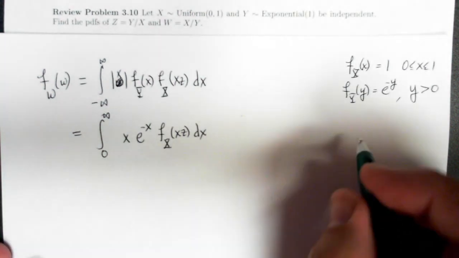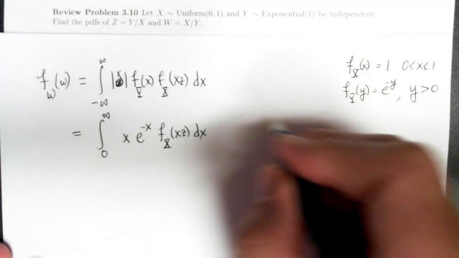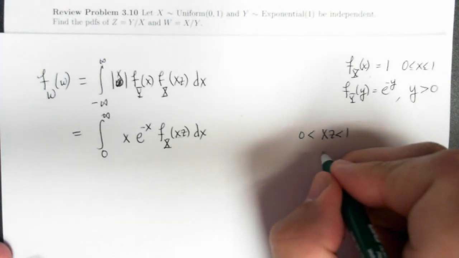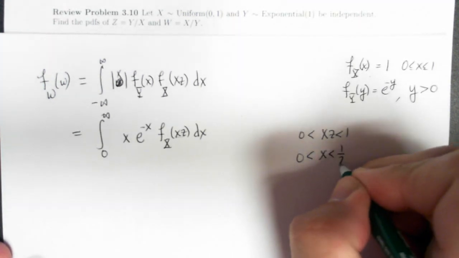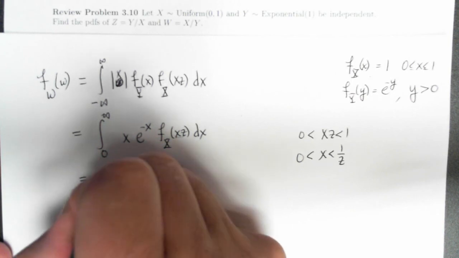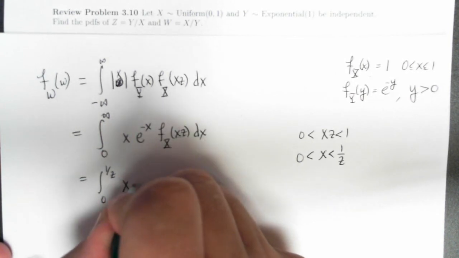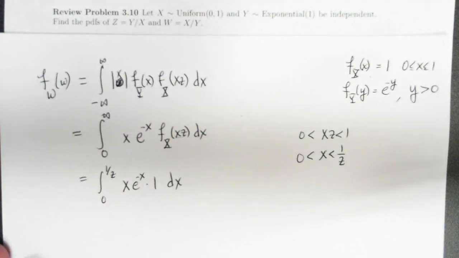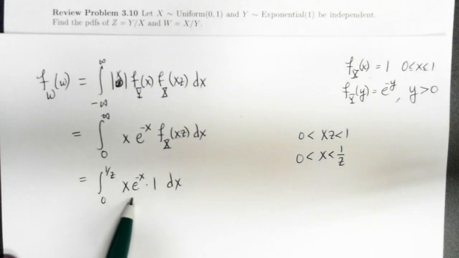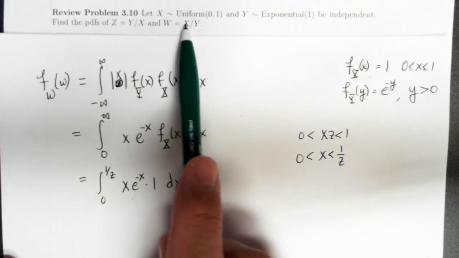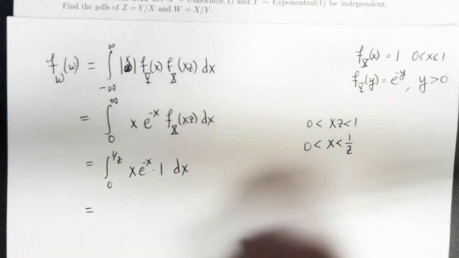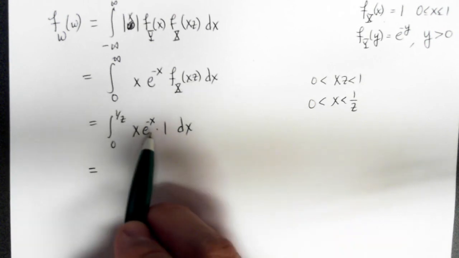Now the PDF for x is here, so the thing inside the parentheses must be between 0 and 1, which means that x must take values between 0 and 1 over z. So this is integral from 0 to 1 over z of x times e to the minus x times 1 dx. And so this is my different integral, because I have a different numerator and denominator here. Okay, now this one again I do by integration by parts, and this one's actually easier to integrate because there are no z's embedded inside here.